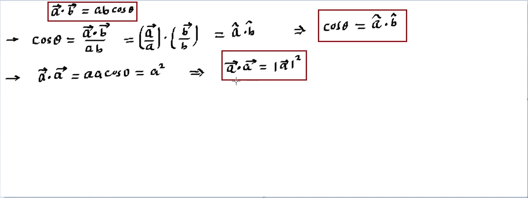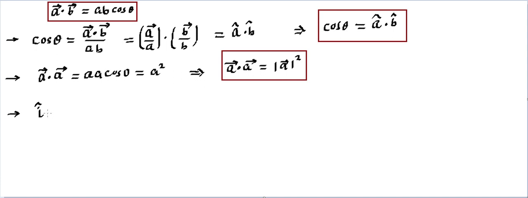Now we can use this property to find out some common things which are very useful in calculations. Let's say we talk about i cap. I cap, we know i cap is a vector, that's a unit vector in direction of x.